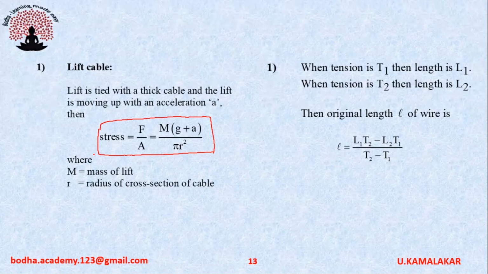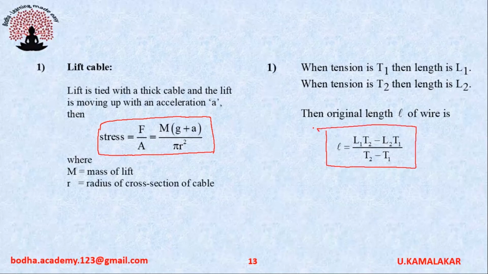Next topic. When tension is T1, let length of string is L1. When tension is T2, let length of string is L2. Then original length L of the string is given as L is equal to (L1T2 minus L2T1) whole thing divided by (T2 minus T1).